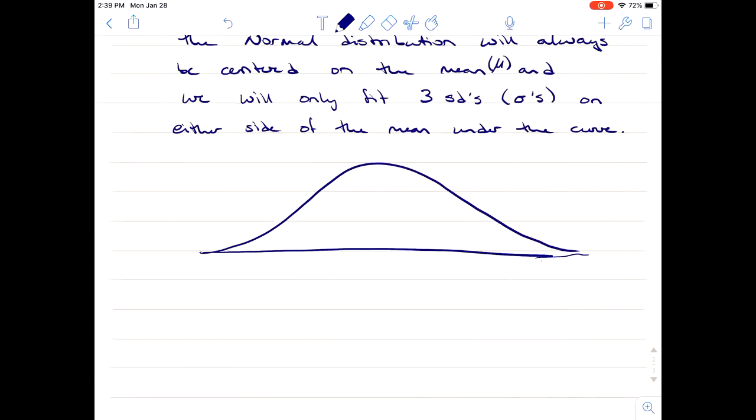So this is going to be centered on the mean. That part's okay. Whenever you draw a normal distribution, you can always start by drawing a line down the middle and saying, that's where my population mean is. Okay, so that's the first part.